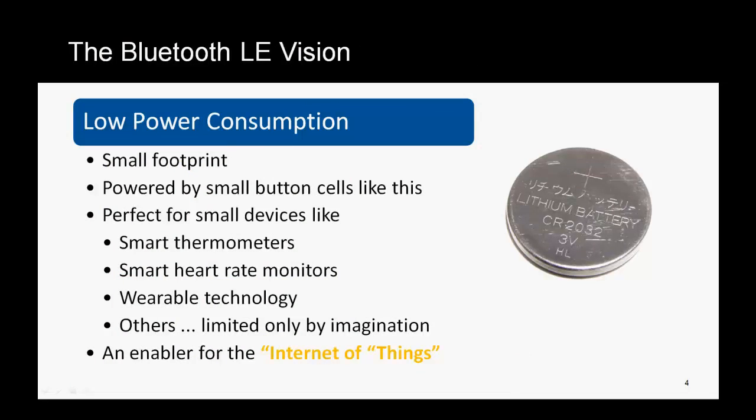Bluetooth Low Energy devices are designed to be run on small button cells like this one. You'll find Bluetooth Low Energy in smart devices. For example, a smart toothbrush that takes your temperature as you brush your teeth and logs your information on a website. In fact, it's an enabler for the Internet of Things, where small devices can all be connected to the Internet and be interacted with.